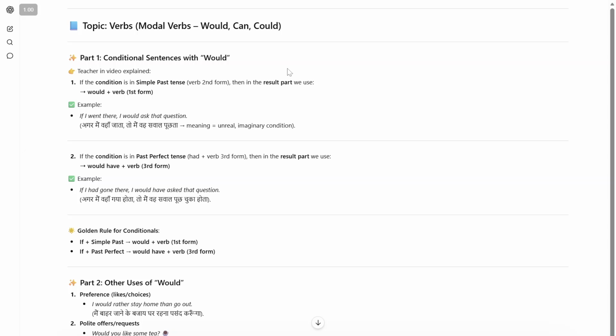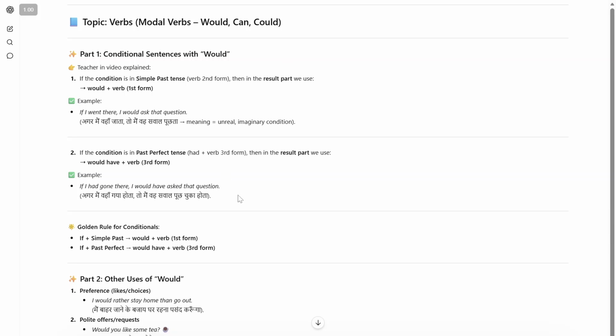2, if the condition is in past perfect tense, had plus verb third form, then in the result part we use would have plus verb third form. Example: if I had gone there, I would have asked that question. Agar main wahan gaya hota, to main wah sawal puch chuka hota. Golden rule for conditionals: if plus simple past, would plus verb first form; if plus past perfect, would have plus third form.